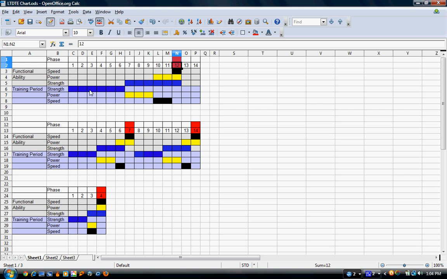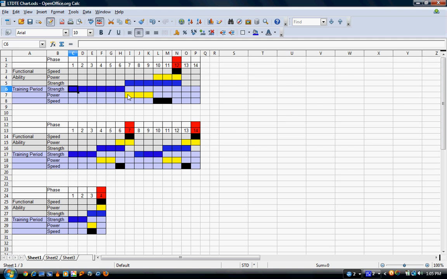The first cycle is essentially a 12-week, 3-month training program. This would be perfect for off-season conditioning. What we see here is we train for maximal strength from week 1 all the way to week 6. With the residual training effect, strength continues to improve for another 6 weeks, from week 7 all the way out to week 12.